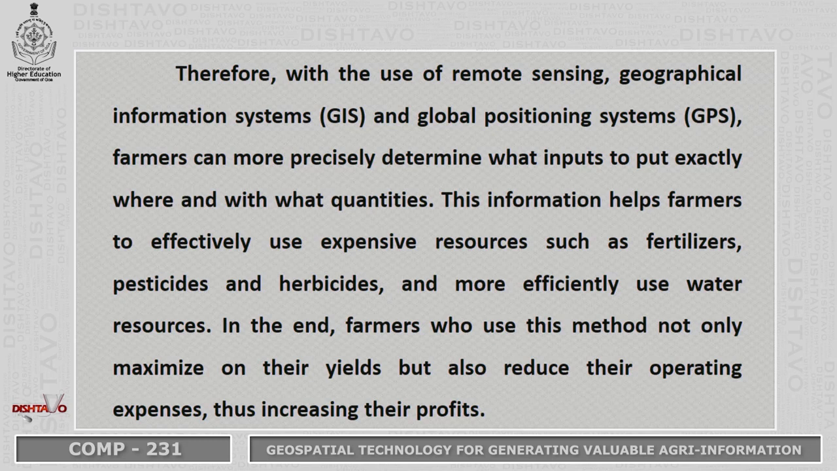Therefore, with the use of remote sensing, geographical information system and global positioning systems, a farmer can more precisely determine what input to put exactly where and with what quantities. This information helps farmers to effectively use expensive resources such as fertilizers, pesticides and herbicides and more efficiently use water resources. In the end, farmers who use this method not only maximize their yields but also reduce their operating expenses and thus increase their profits.